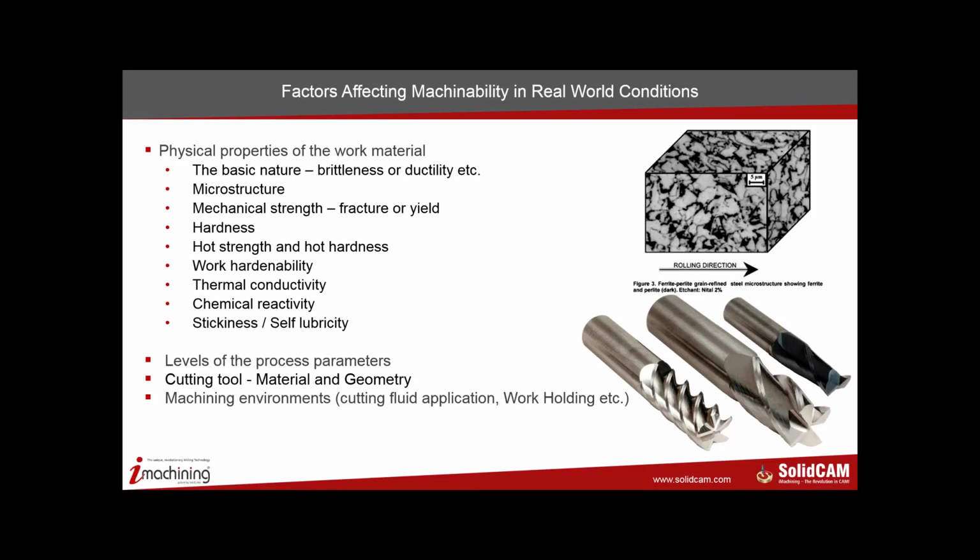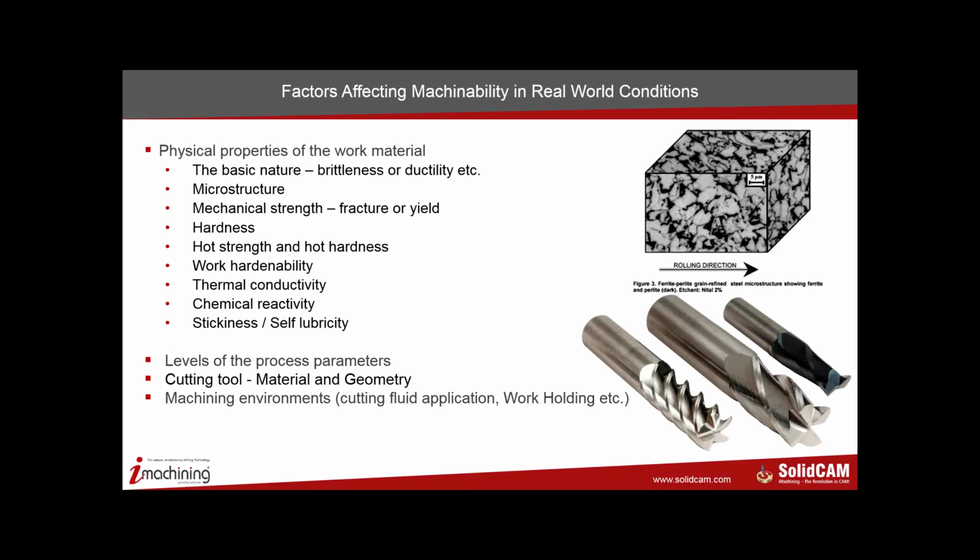Okay, so a lot of these influence the machinability of the material in real world conditions. Cutting tool influences: you change the cutting tool, you get a different machinability. You move, let's say, from Hoffman to a Tecutec cutter, you'll have a different machinability. You can't probably use the same parameters. Machining environments, cutting fluids, work holding, they change the machinability dramatically. So there are a lot of factors that are affecting machinability of a material.